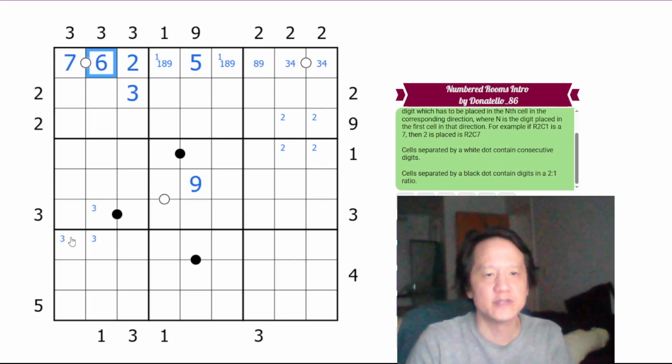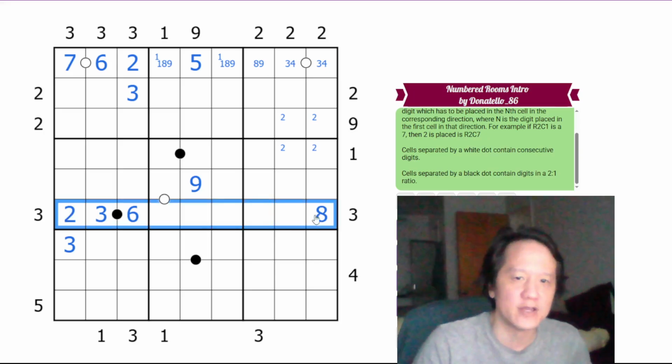So this is 7, this is 6, which forces 3 to be here. This can't be 3 anymore. This 6 says 3 has to be in the 6th spot, so 3 is here. 3 is in a 1-to-2 ratio only with 6, so this is 6. Where is the 3 looking this way? It's 2. And where is the 3 looking this way? It's 8. And so that's another thing that you can figure out.